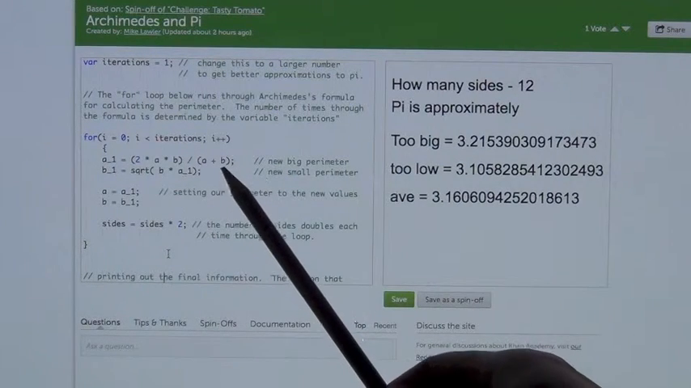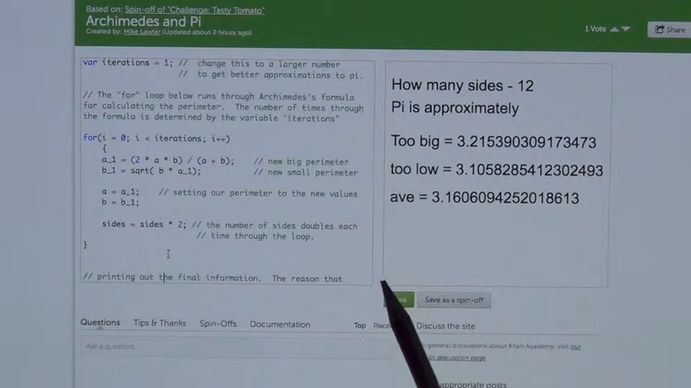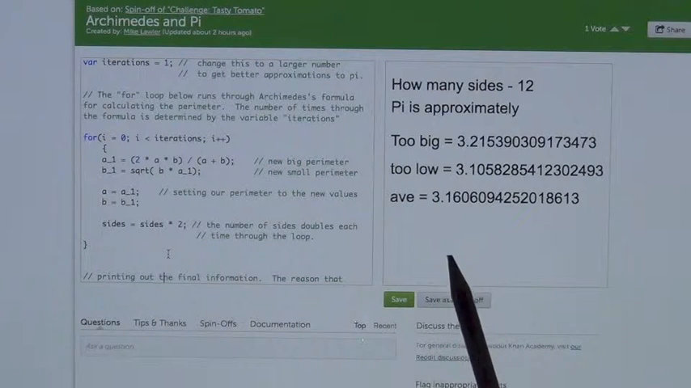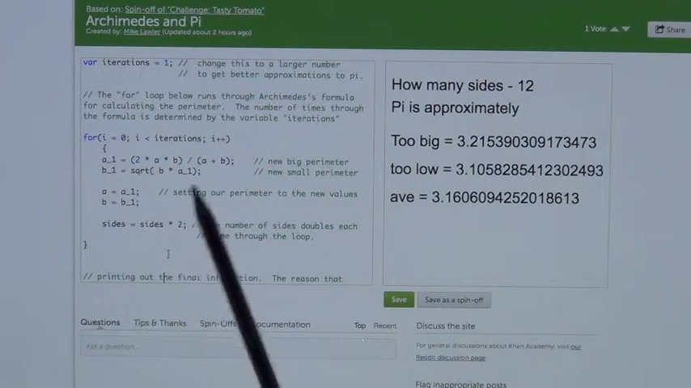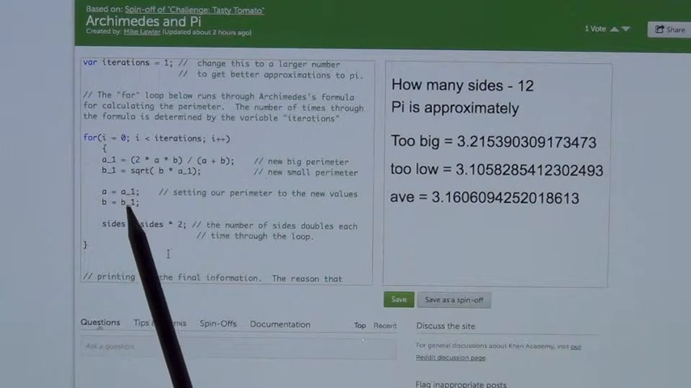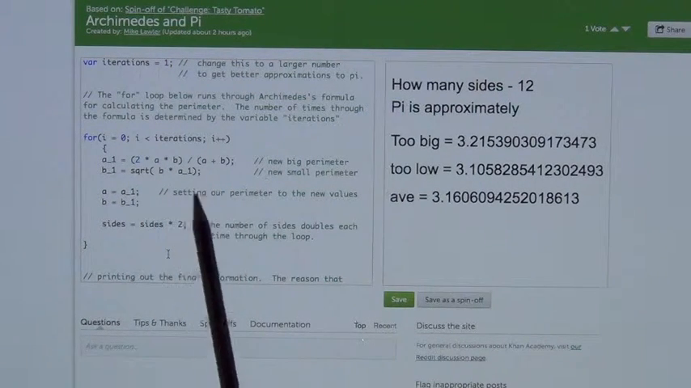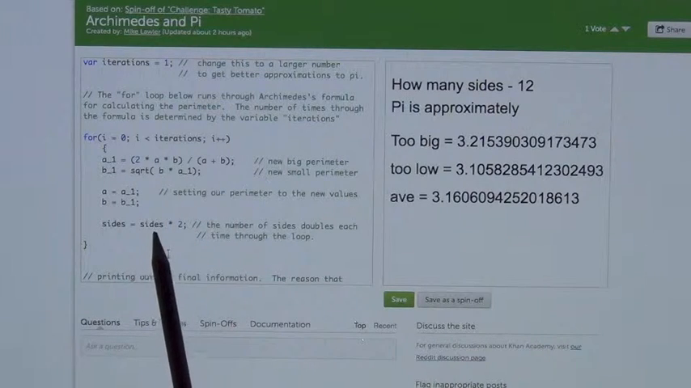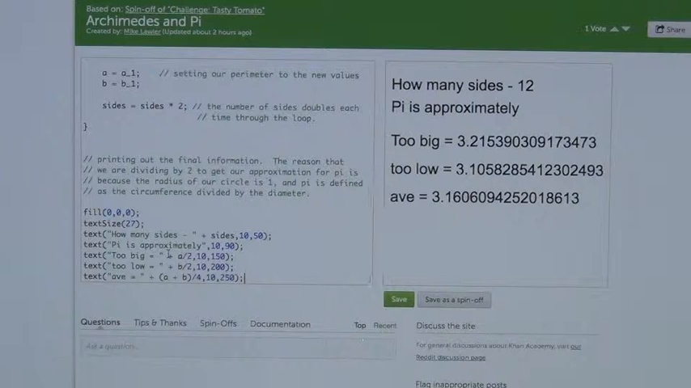We use Archimedes' formula. Archimedes would probably be pretty jealous that we could do this so easily, because you saw how complicated it got even with just one step, right? So then we go through and use the formula. We reset our variables to the new perimeters, double the number of sides, and then we're done. And then at the bottom, we just print it out. That's all we do down here.